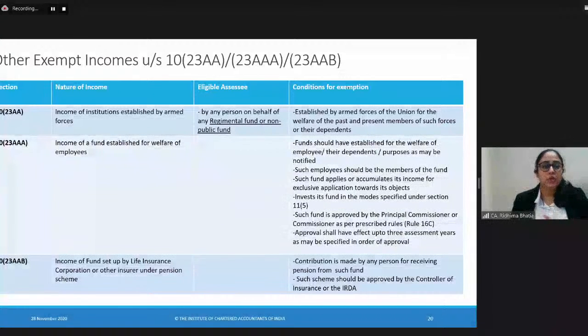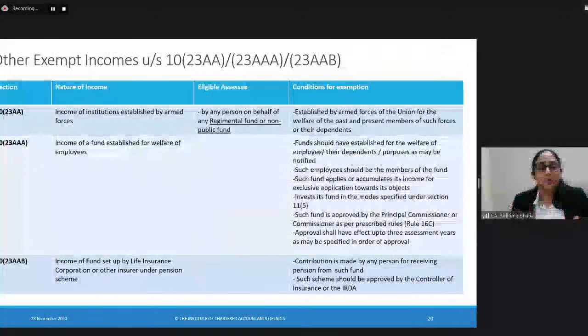Section 10 clause 23AA covers income from institutions established by armed forces. These are funds like the regimental fund or non-public fund, set up solely for the welfare of past and present members of such forces or their dependents. Similarly, if you have established a fund for the welfare of employees, whatever contribution they receive would be exempt, provided the income is used for the benefit of the employees or their dependents.